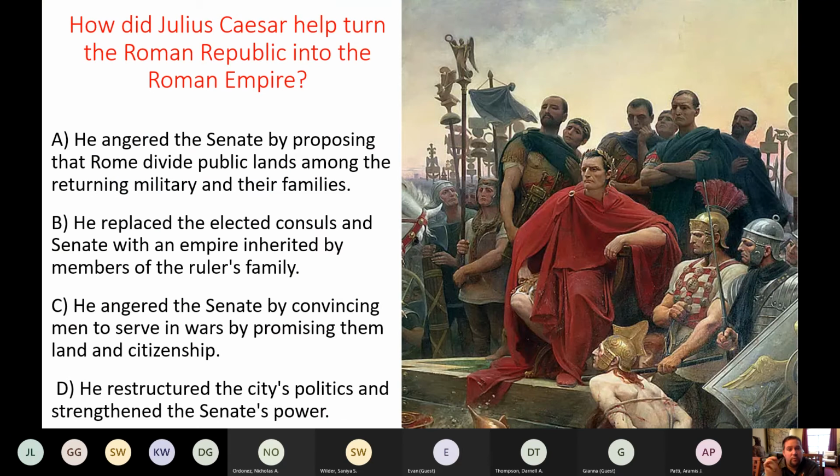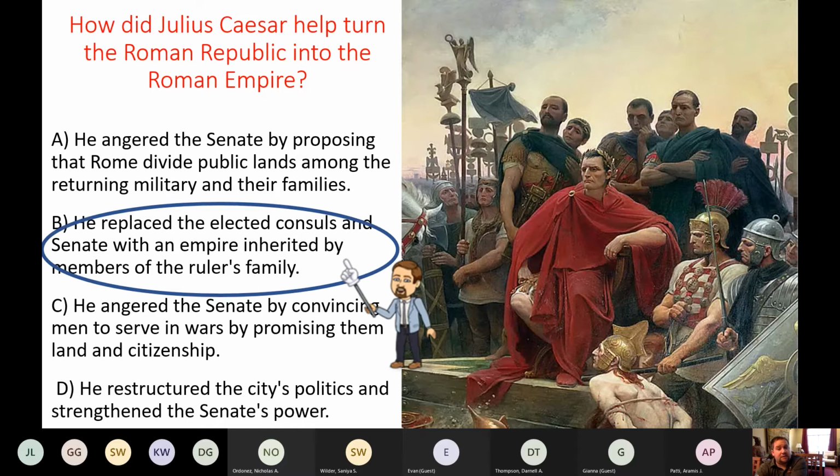Julius Caesar helped turn the Roman Republic into a Roman Empire. How did he turn it into a Roman Empire? He angered the Senate by proposing that Rome divide the public lands. He replaced the elected councils and the Senate with an empire inherited by members of the ruling family. He angered the Senate by convincing them to serve in wars, promising them land and citizenship. He restricted the city's politics and strengthened the Senate's power. How was he able to do that? Nicholas, what do we think? I didn't turn off the raise hand, sorry. Sanaya, what do you think? D. Okay, so the answer is B. He replaced elected officials in the Senate with kind of people from his own family.